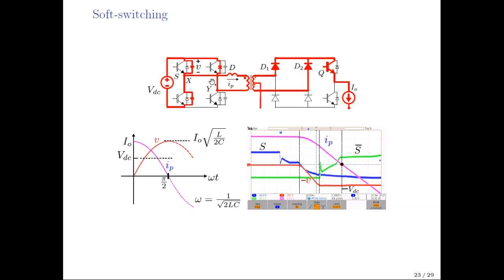Gradually the current IP charges the capacitor across the device. So V actually builds up. And when V reaches VDC, it is actually clamped to VDC because the bottom diode will be forward biased. So in this zone, the primary current is sufficient to completely discharge the top device capacitance, completely charge the top device capacitance and discharge the bottom device capacitance. And after that, when the diode conducts, we apply the gate pulse to the bottom device, which results in ZVS turn on of the bottom device.